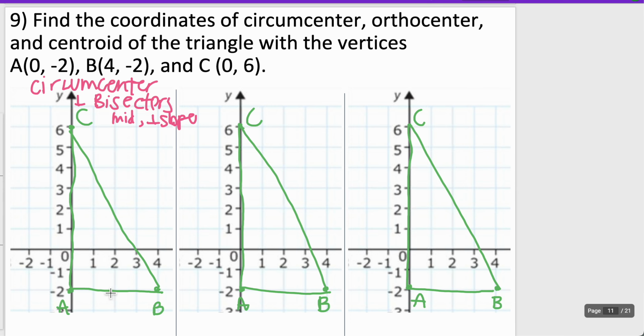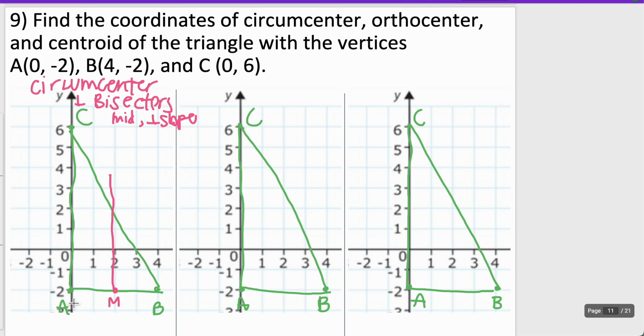Segment AB is 1, 2, 3, 4 across, so the midsegment is going to be here. I'm going to label that M to show that. And then because AB is a slope of 0, the perpendicular slope would be undefined.